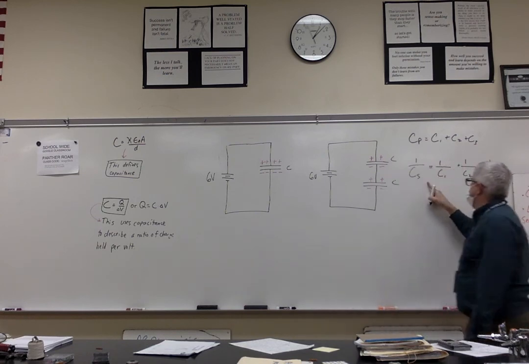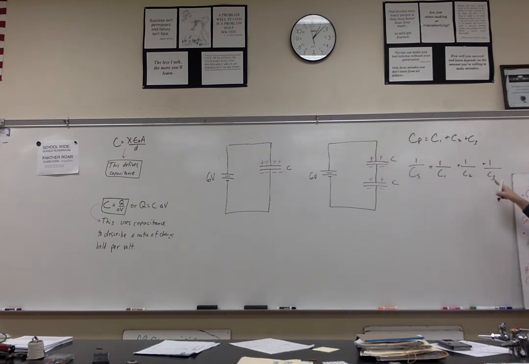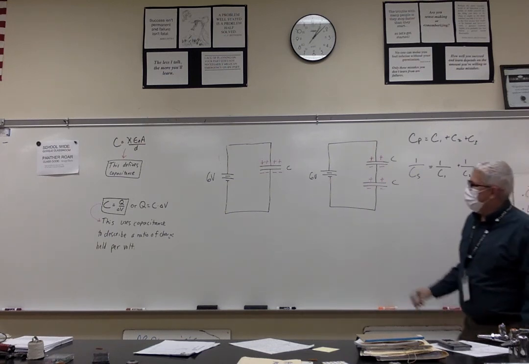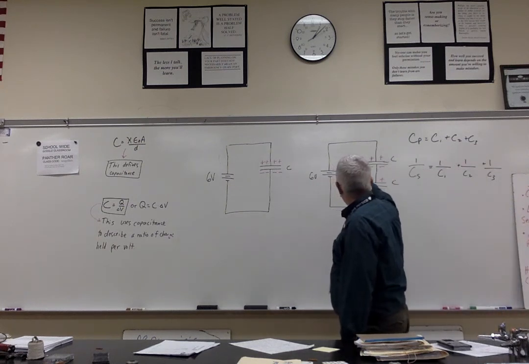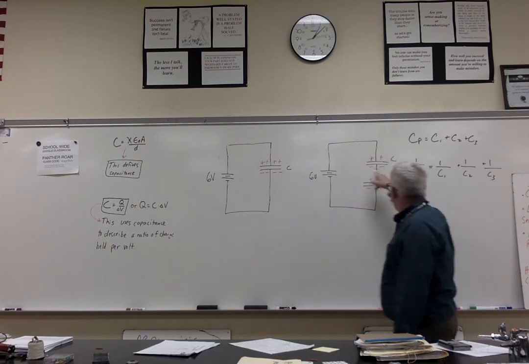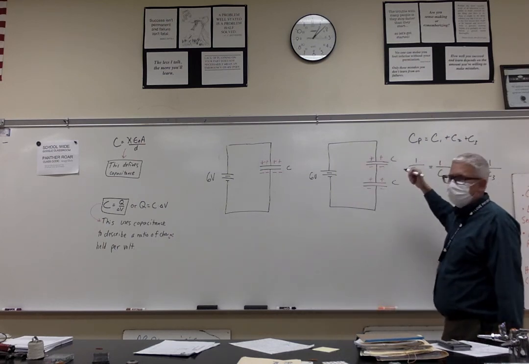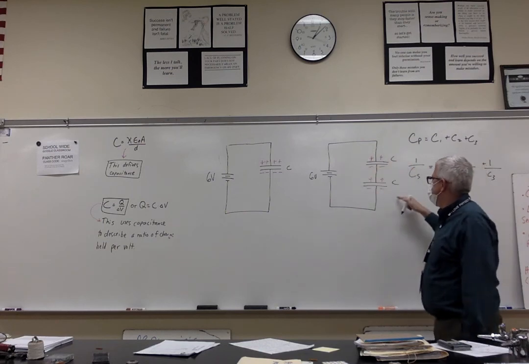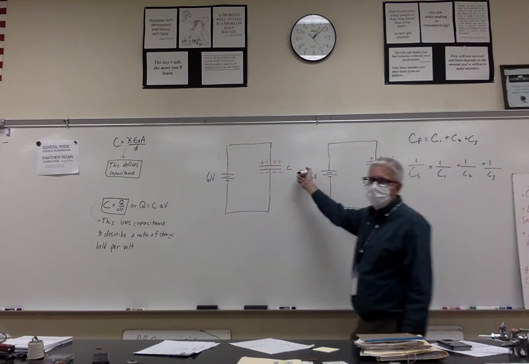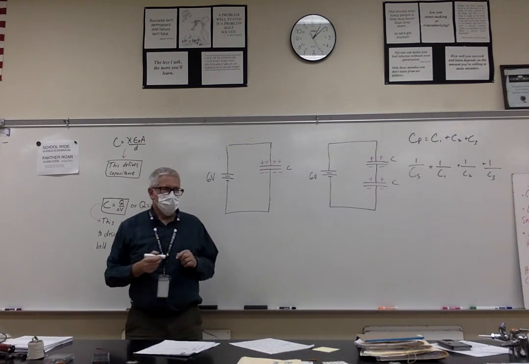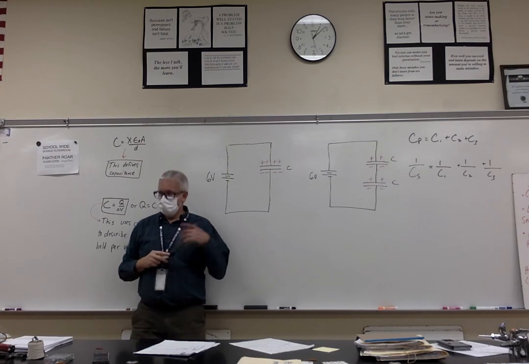for capacitors in series, we have to do this. 1 over the first capacitor plus 1 over the second plus 1 over the third equals 1 over the total capacitance in series. So if this total capacitance is just C, this would be 1 over C plus 1 over C equals 1 over the total. We're doing the reciprocal thing again. The total capacitance in this circuit would be 1 half C, or half the total capacitance we had over here. If we had 3 capacitors in series, it would be a third of the total capacitance we had before.